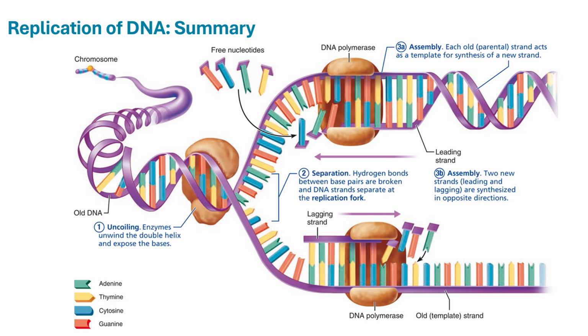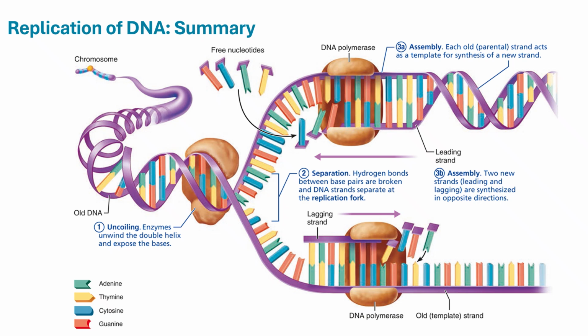Two new strands, a leading strand and a lagging strand, are synthesized in opposite directions. The leading strand is synthesized towards the replication fork, and the lagging strand is synthesized away from the replication fork. And the replication fork is the point at which the strands unzip, right here.